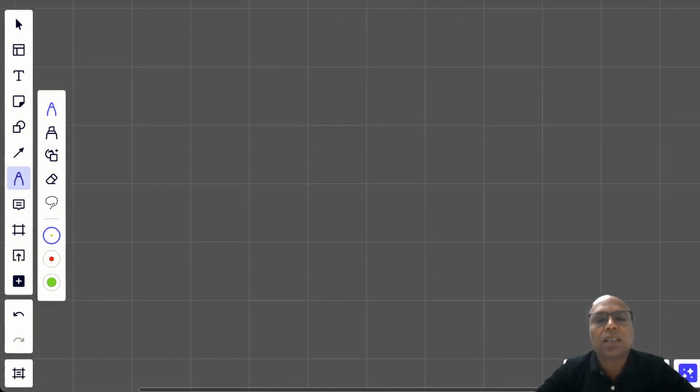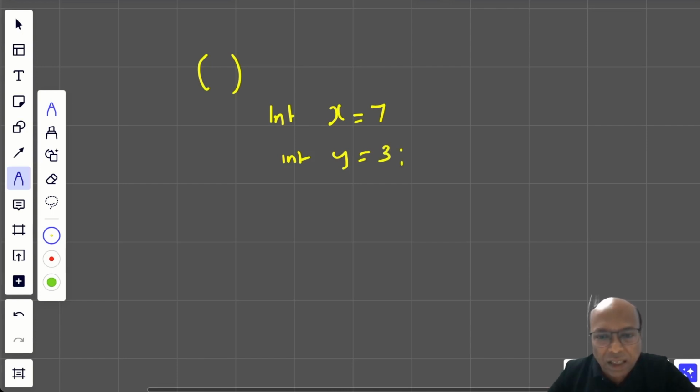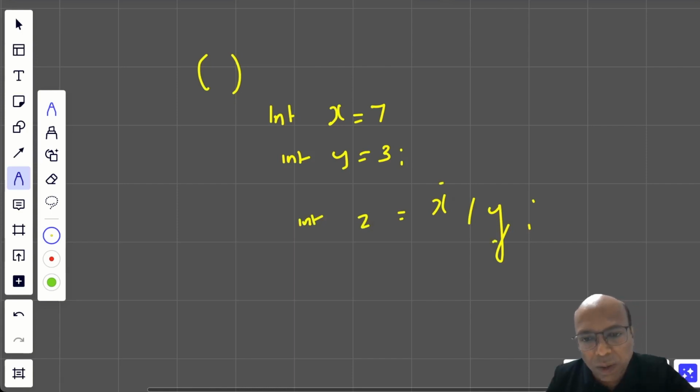Now the next thing is something called the cast operator. What is a cast operator? I have written integer x is equal to 7 and integer y is equal to 3. If I say x divided by y, the system copies the x value into a register of type integer, and y is in a register of type integer. 7 by 3 is supposed to be 2.33, but no. Because both are integers, the result register becomes an integer and copies only 2.